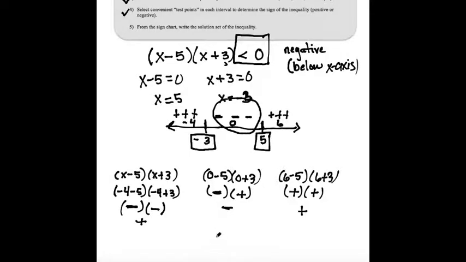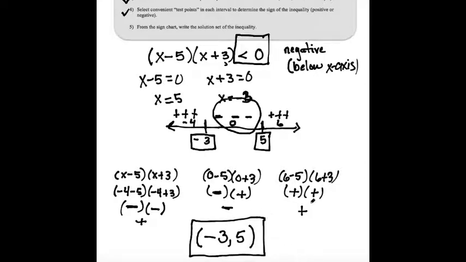How do I write that middle section in interval notation? Well, that middle section is from -3 to +5. And I only want below the x-axis. I don't want on the x-axis, so both of these are going to get parentheses. Okay, so my solution is -3 to 5.